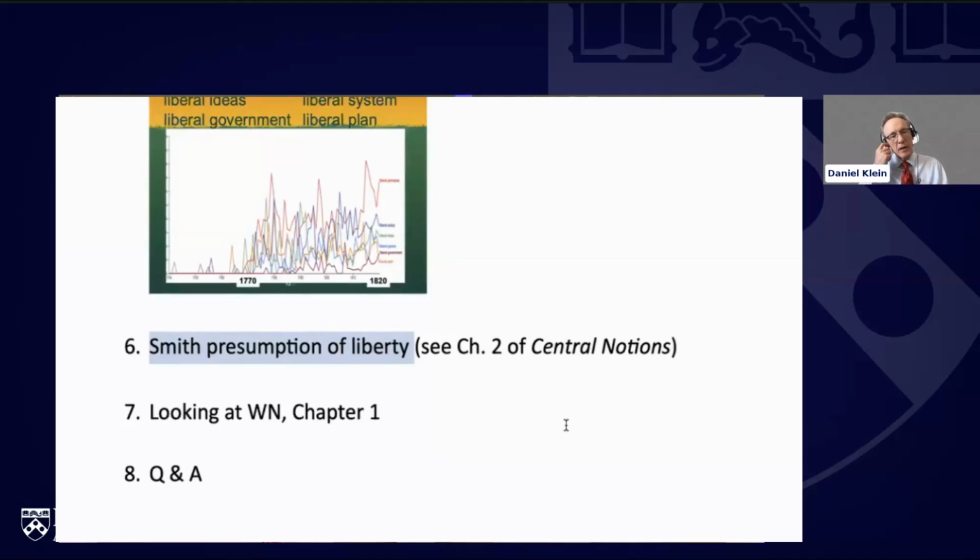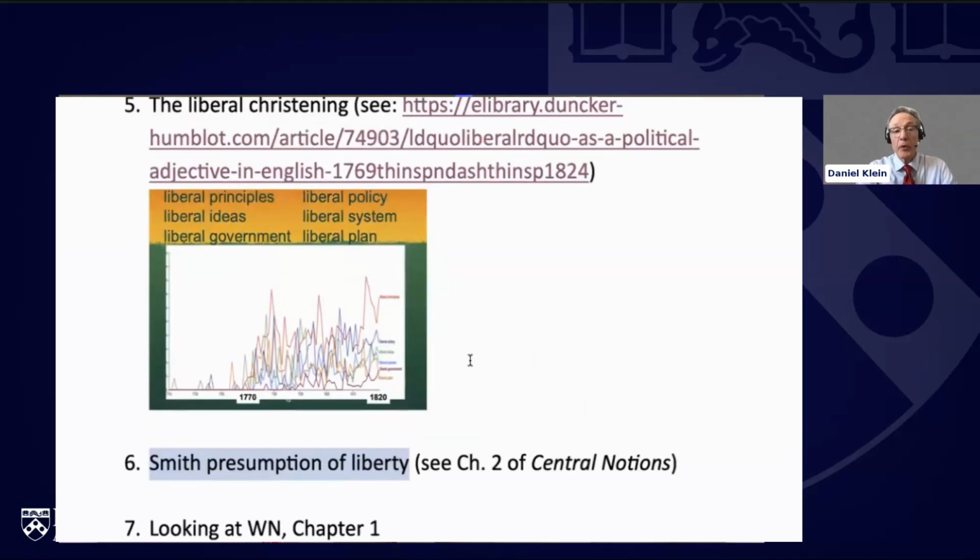It's a presumption. It's not an absolute axiom. It's like the presumption of innocence. With the presumption of innocence, it's presumed that the defendant is innocent, and it is up to the prosecution to prove otherwise. The burden of proof is on the prosecution to overturn that presumption. Similarly, Smith's liberal philosophy is that liberty gets the presumption, and if you're going to make a case to violate or contravene liberty, you've got to overcome this presumption. You've got the burden of proof.